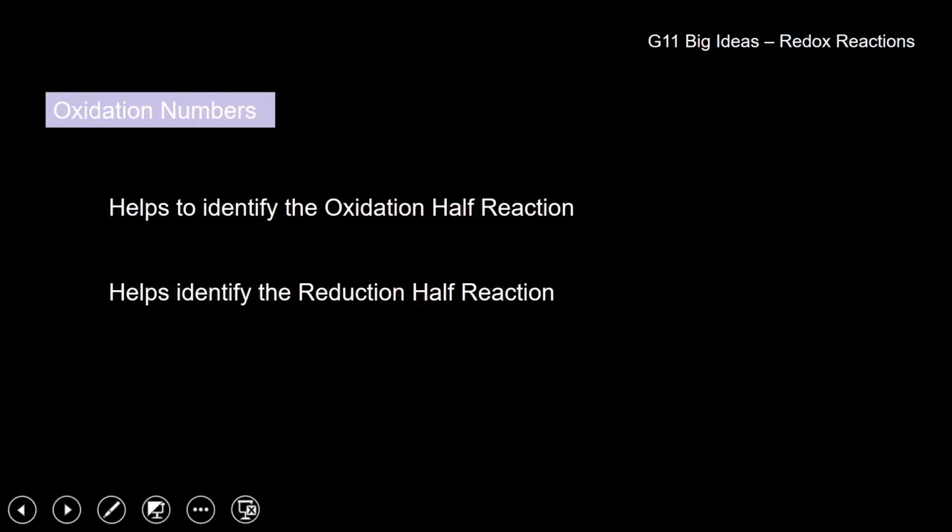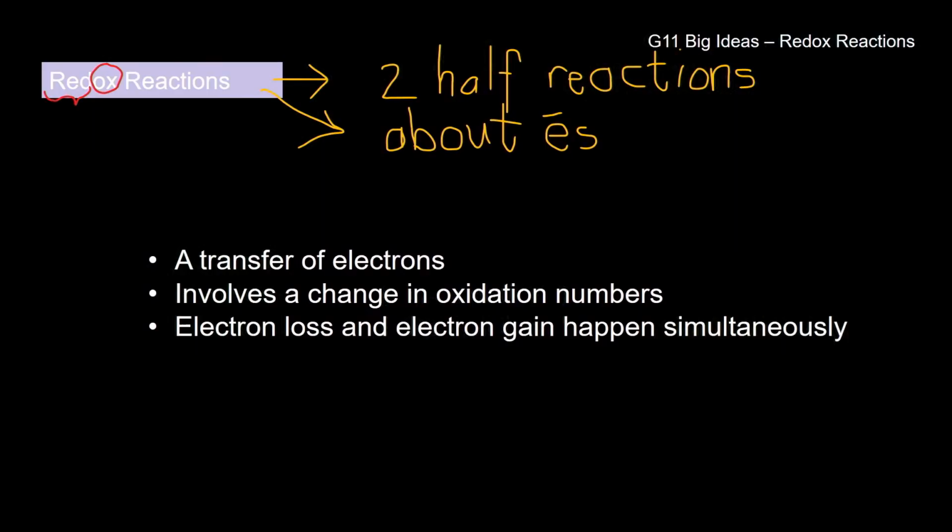We need to move on to what to do with these oxidation numbers. What do they actually help us do? They tell us what is going to be oxidized and how to write the oxidation half reaction and what is going to be reduced. Now, those are big words. So redox reactions are made up of 2 half reactions, and you can see it in the name, red and ox. So the red stands for reduction, and the ox stands for oxidation.